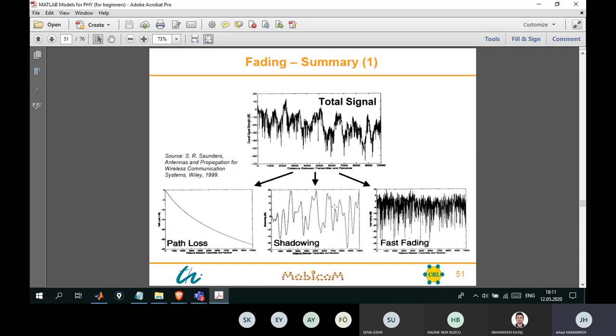Let's again summarize the three main effects that you get when you are receiving your signal wirelessly. You have the path loss, which is a significant loss in the power of your signal due to distance. When you go far from the base station, definitely you are going to lose a significant amount of power. The farther you go, the less power you will receive.